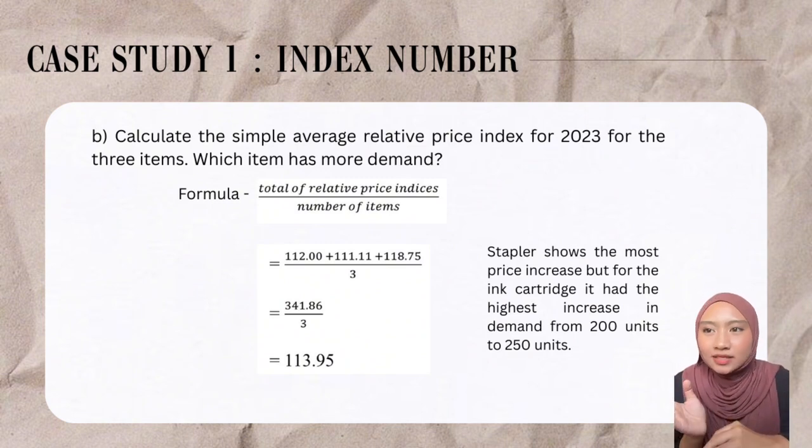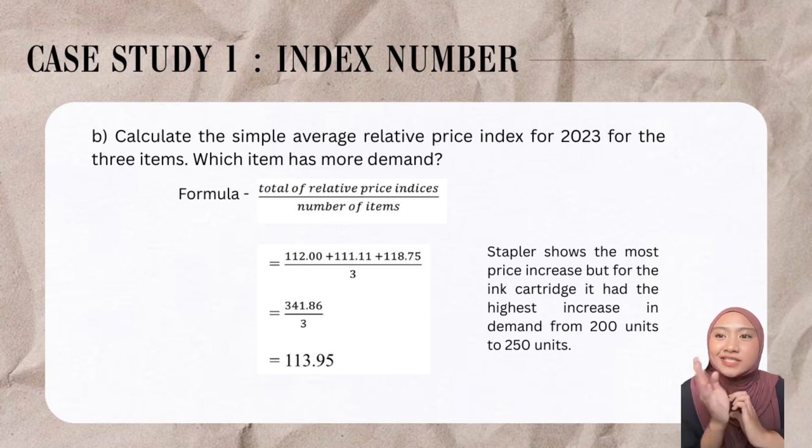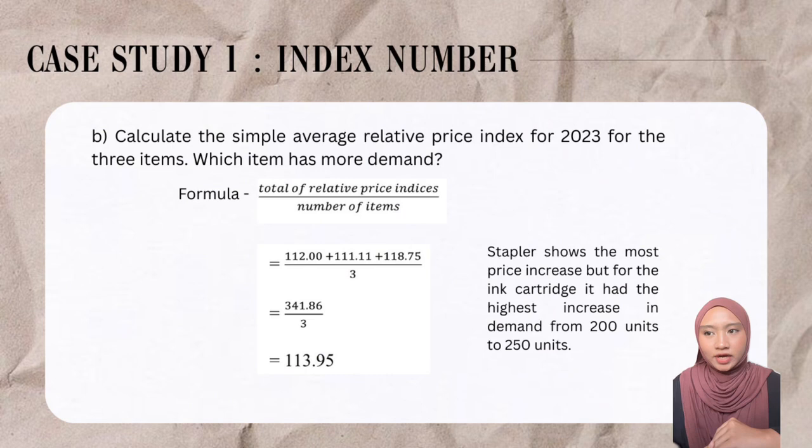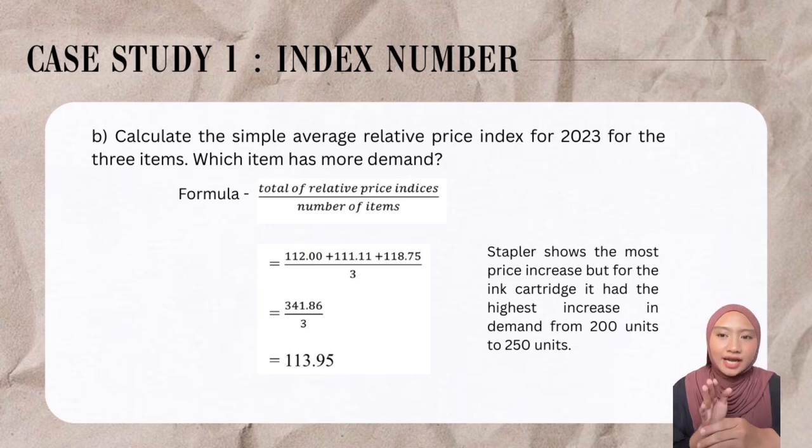First I add 112.00 plus 111.11 plus 118.75, which equals 341.86. After that, I divide it by 3. So 341.86 divided by 3 equals 113.95%. This shows that on average, price has increased by 13.95% in 2023.